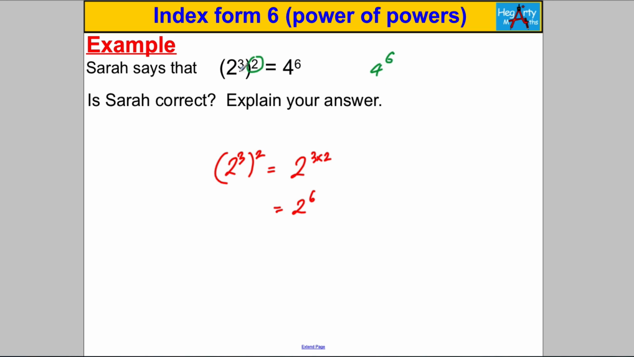Remember, with the power of the power rule, we still keep our same base number. That 2, we will keep it there. It will not change, okay? So that is a little trick that's easy to fall into, and poor Sarah did.